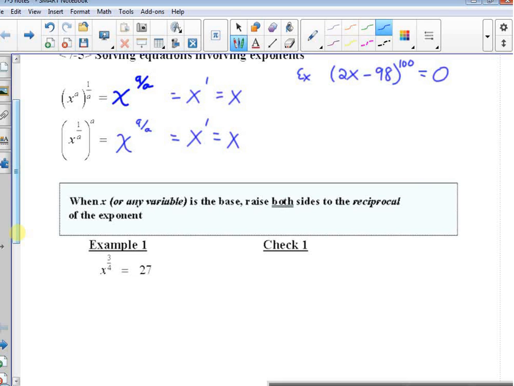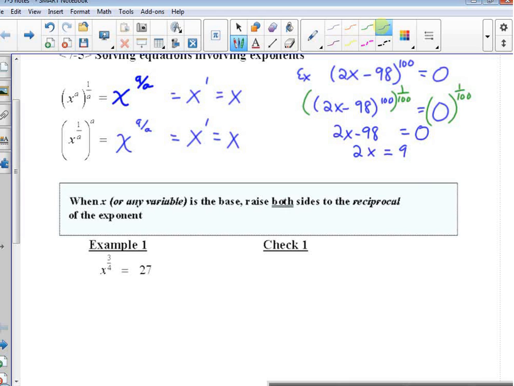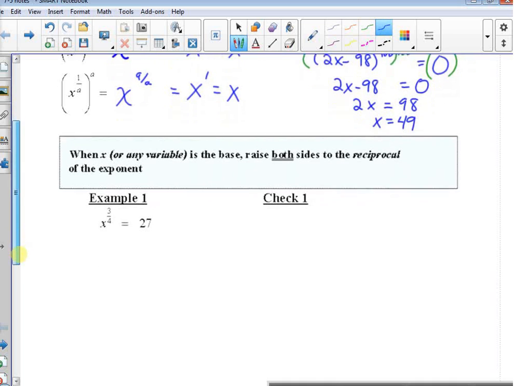So we can take 2x minus 98 to the 100th, and we can raise both sides to the 1 over 100. So that we end up with just 2x minus 98 to the first equals 0 to the 1 over 100, which would just be 0. And we'd end up getting 2x equals 98 and x equals 49, a much more efficient way to solve it than to have to actually do 100 foils. So we can also apply that when we're solving equations with fractional exponents.